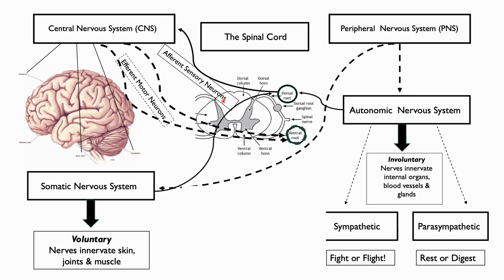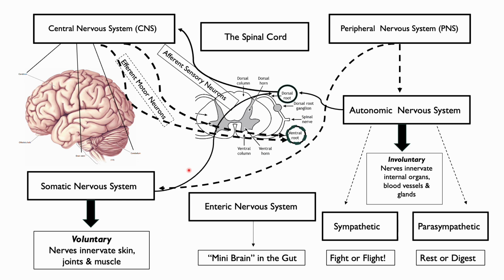Now, efferent motor neurons are going to be commanding movements for both of these systems, whereas afferent sensory neurons from these systems can synapse back up to the central nervous system, so the brain is made aware of these sensations in the periphery of the body. The last system I haven't talked about in depth is the enteric nervous system. This is the mini brain in our gut, and we're going to talk about how the gut actually plays a really important role in our mood, our behavior, and our cognition.